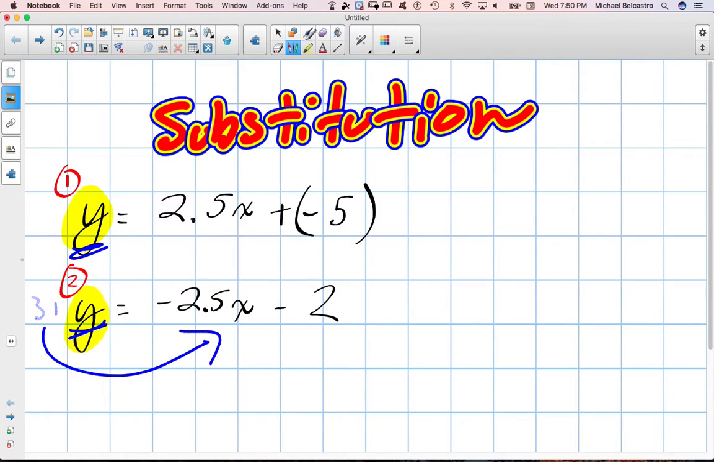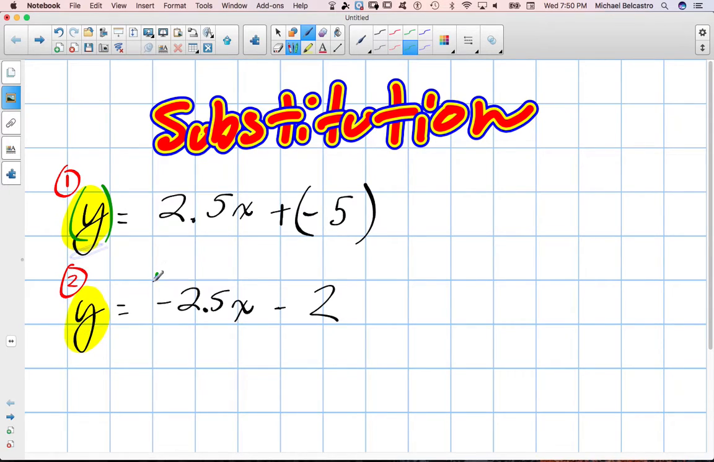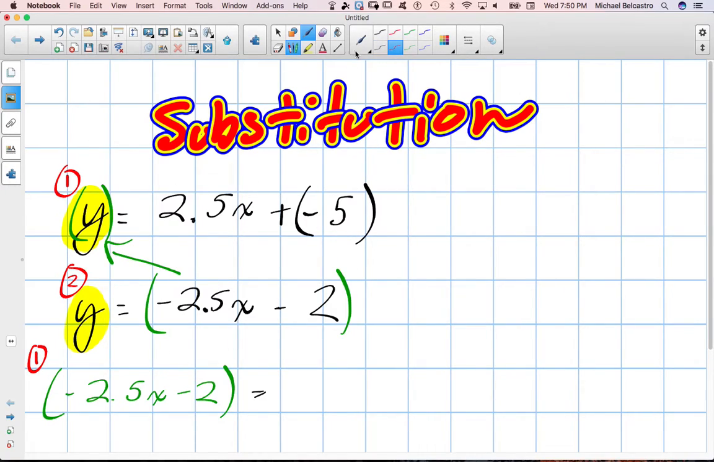So since they've done that, we can replace the y in the first equation with all of this. All of this can be set in place of y, because this is saying that y is equal to this. I won't even call it equation 3. I'm just going to write it in green here: negative 2.5x minus 2. I'll put that in brackets so that you can see we've replaced it in equation 1. I'll rename this equation 1. We've replaced that. It is equal to 2.5x plus negative 5.